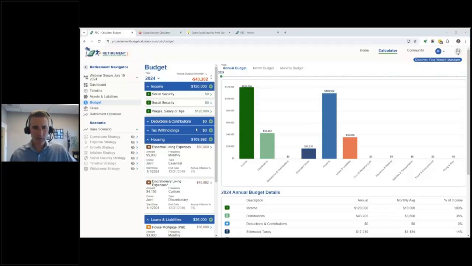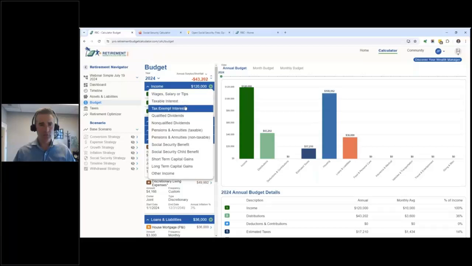My husband receives disability, veteran income, it's tax-free. How would I put that into the calculator? That's a good question. So here under income, you could do, what's our best option? You could do pensions and annuities non-taxable. That would probably be the best way to enter it.